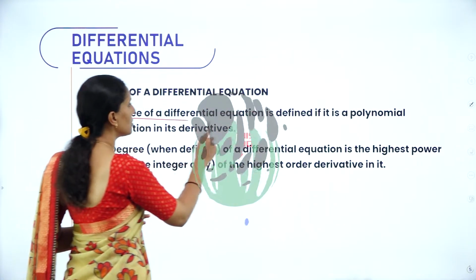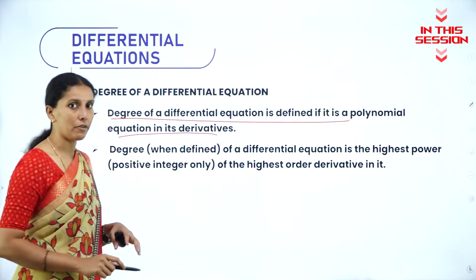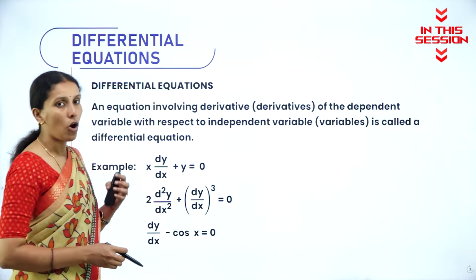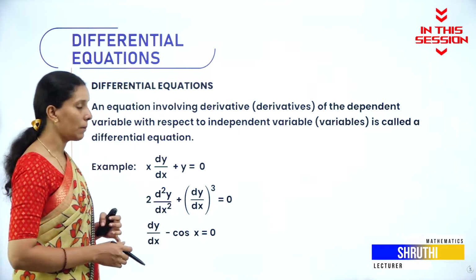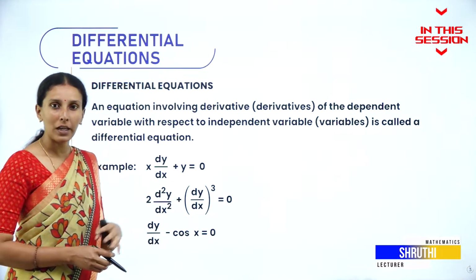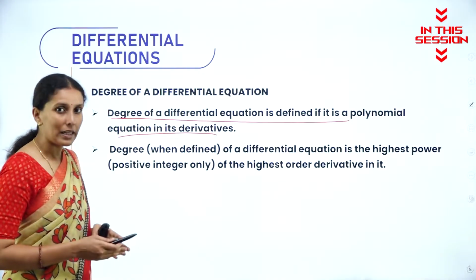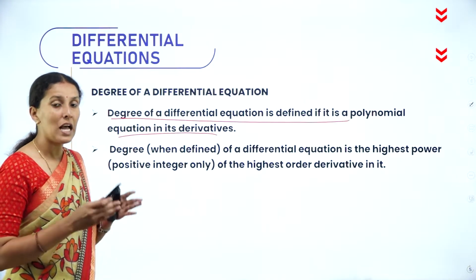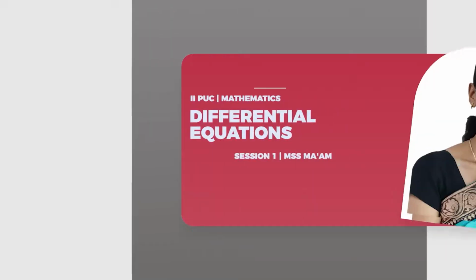Degree of the differential equation is defined if it is a polynomial equation of its derivative. It involves the derivative of the dependent variable with respect to the independent variable in terms of a polynomial equation, and it is called a differential equation. Then the degree of the differential equation is the highest power of the highest order derivative.